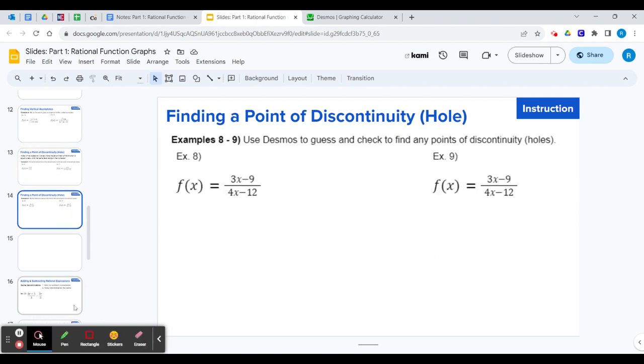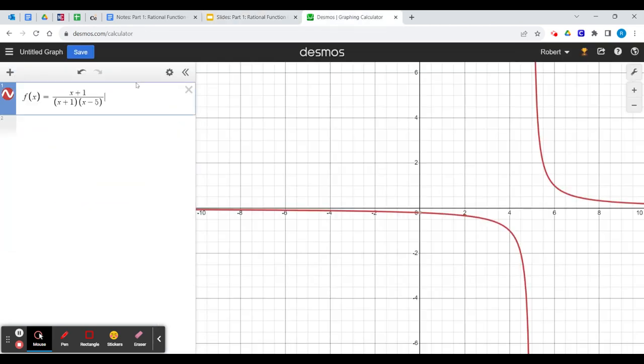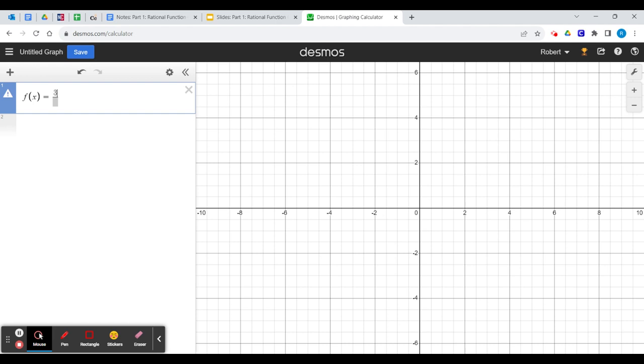All right, last one we're going to do, and you'll notice that example 9 I accidentally duplicated, and that's all right. We don't need it because we got practice with this with our factored form as well. We can also just use Desmos to guess and check and find any points of discontinuity or holes. If we're given this function which isn't in factored form, example 8 here, we can simply plug it in. Up top we have 3x minus 9. On bottom we have 4x minus 12. This is another one where we're given kind of a straight line.